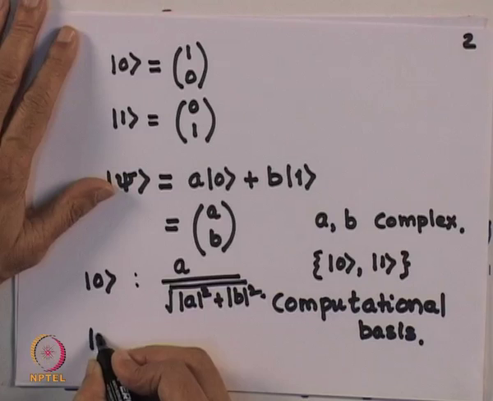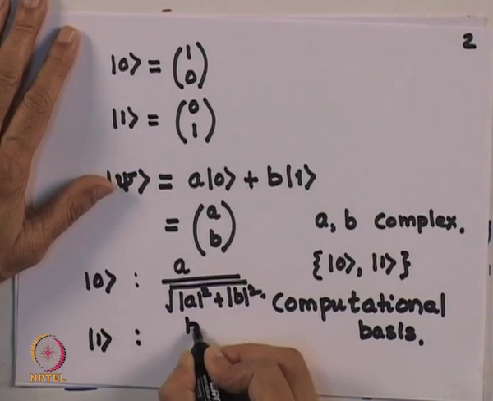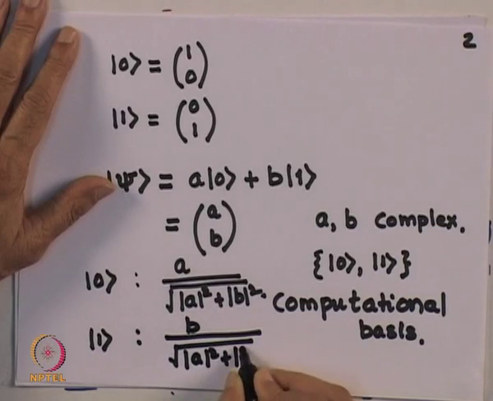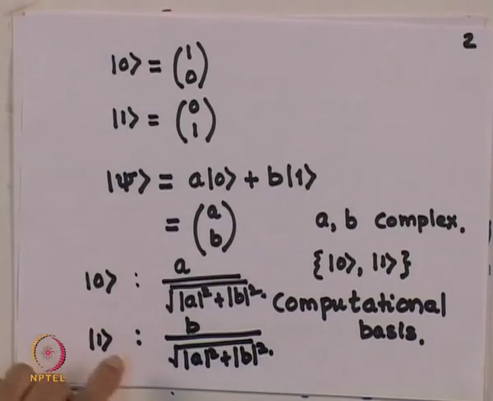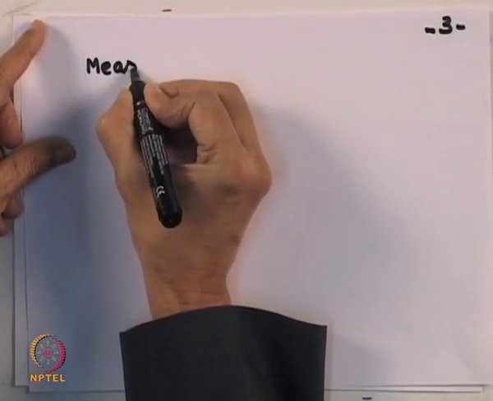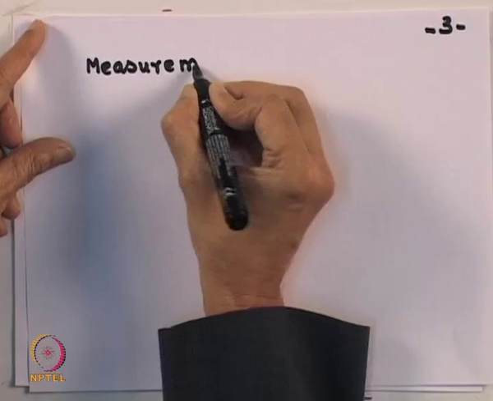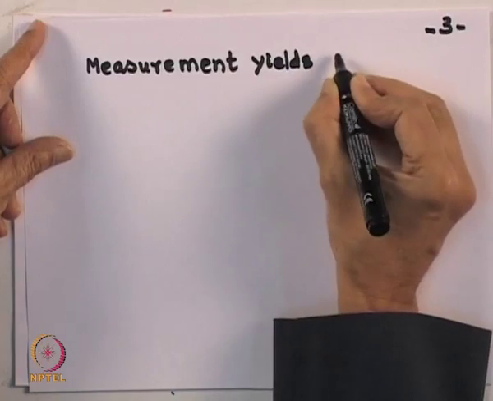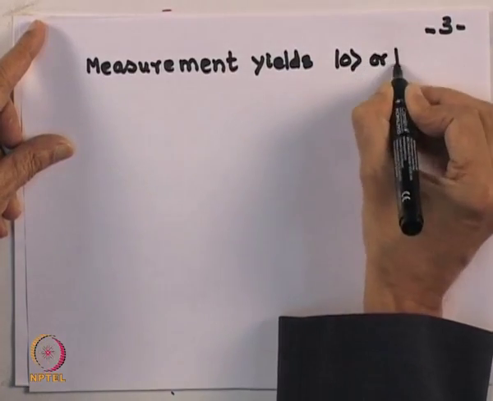And likewise, the state 1 has a probability amplitude of being measured as b by square root of a square plus b square. So probabilities are just squares of these numbers, namely mod a square divided by mod a square plus mod b square. So therefore, the quantum state is measured with a probability. So measurement yields either 0 or 1 with a probability.